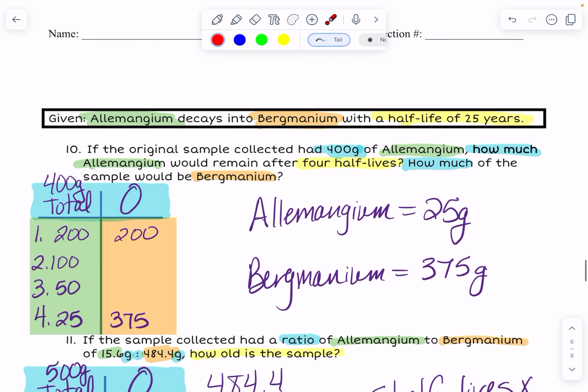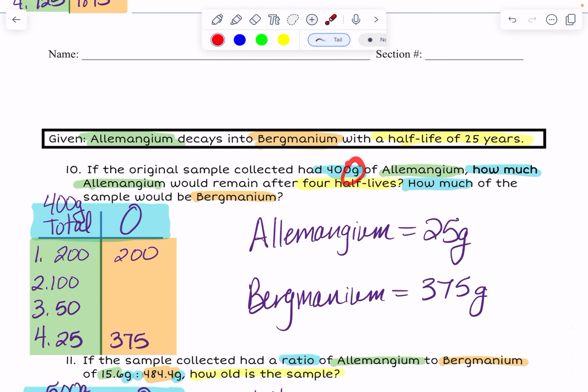The next one is also a quantity problem. Notice that G right there. And it says aluminium decays into bergmanium with a half-life of 25 years. So this one's obviously made up data because there's no elements named after us. It says how much aluminium would remain after 4 half-lives.